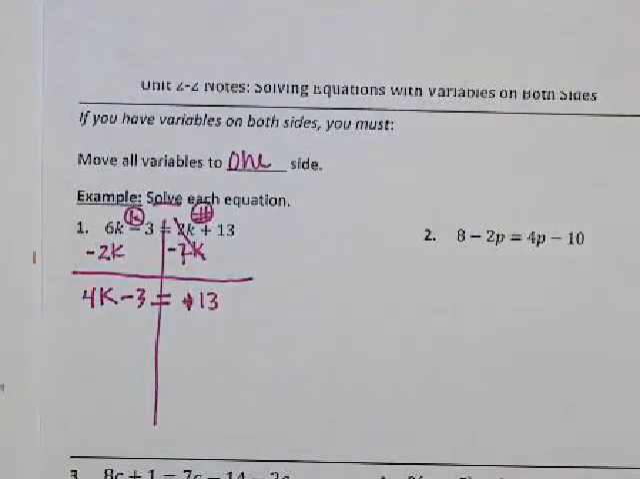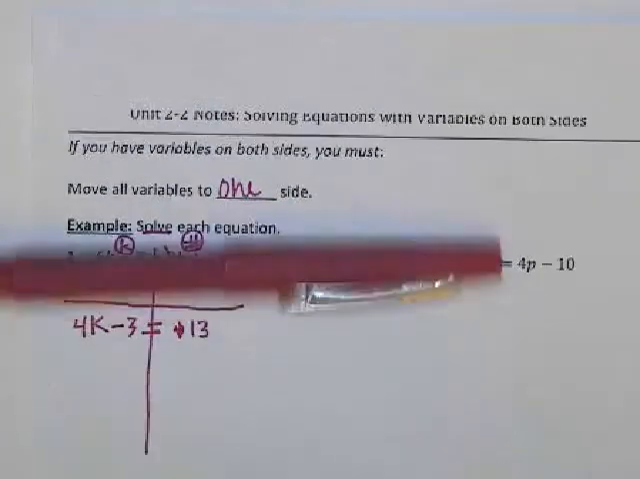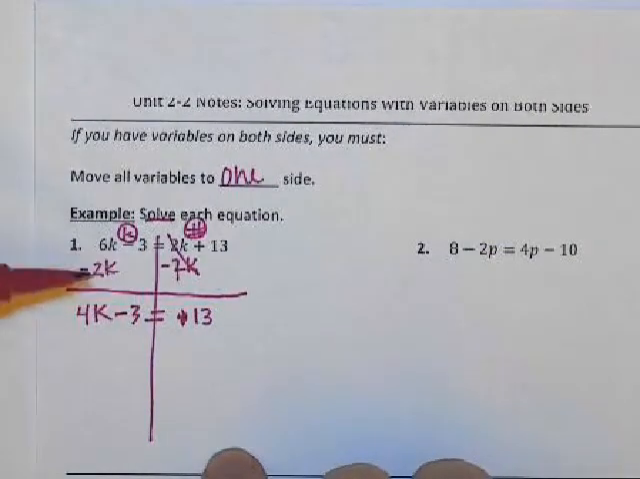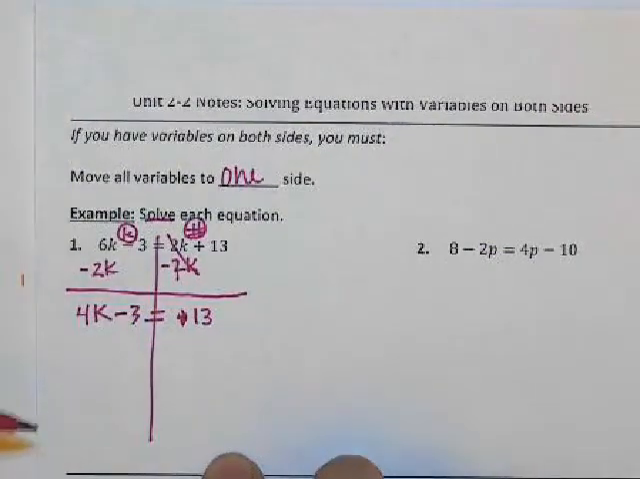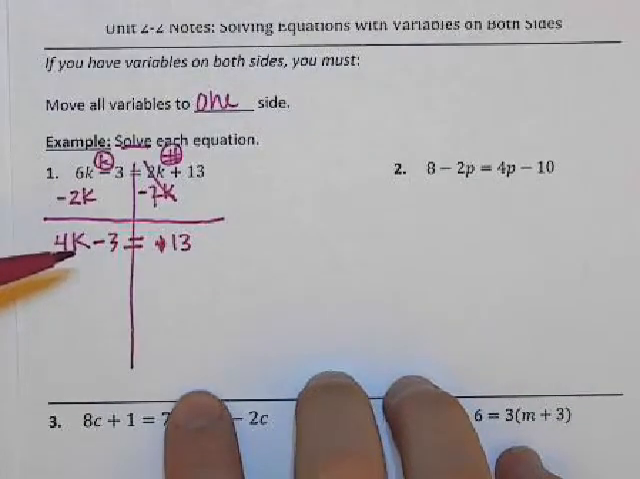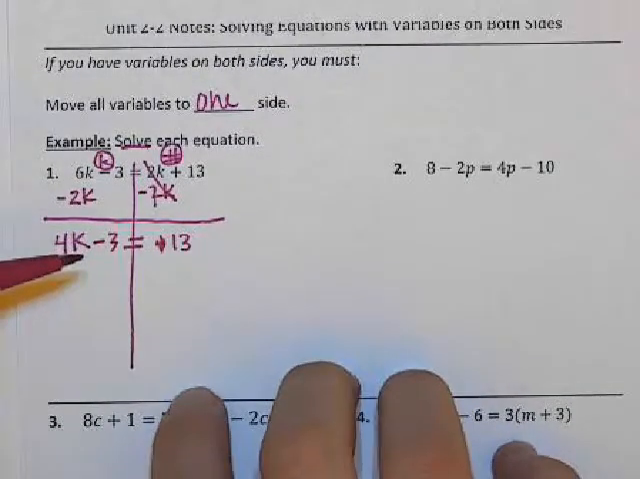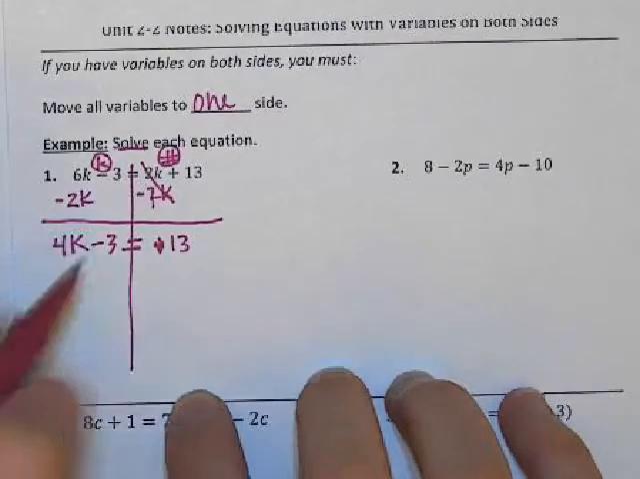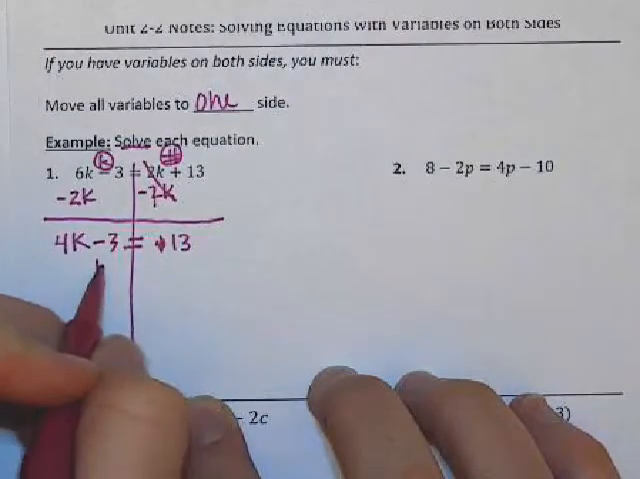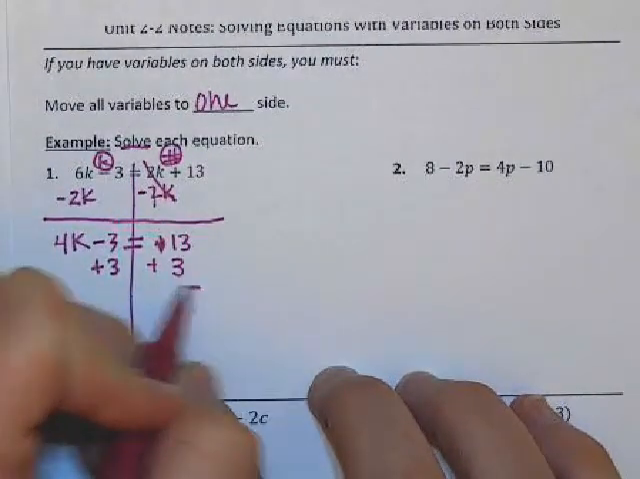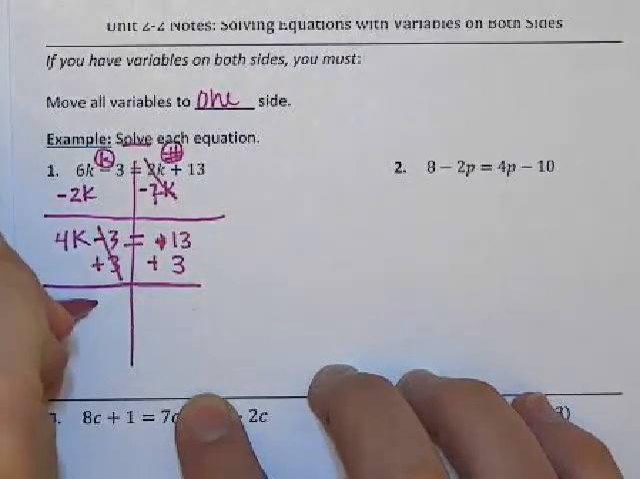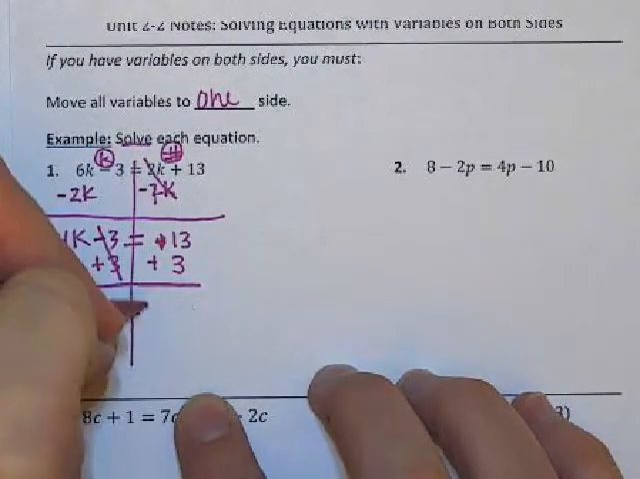Okay, now, from here down is what you've been doing. So we only added in one extra step. From here down is what you've been doing. So find your variable. What's being added or subtracted to the variable? 3. So this is a minus 3. I need to plus 3 on both sides. Negative 3 plus 3 equals 0, so those cancel out, and I'm left with 4k equals 16.